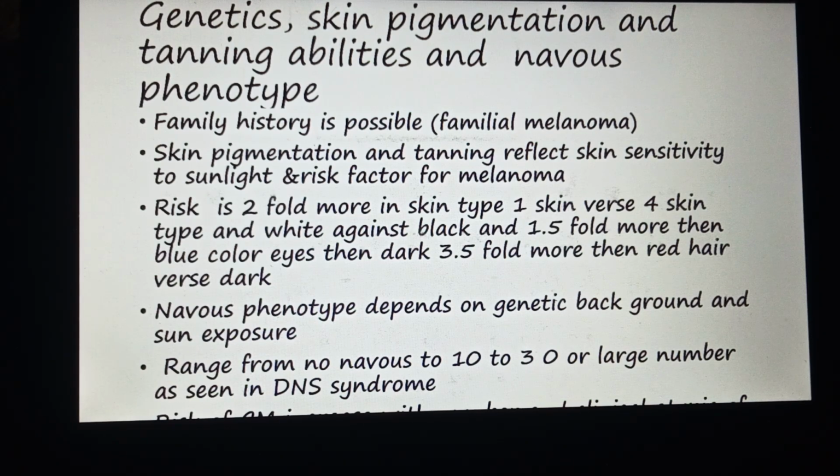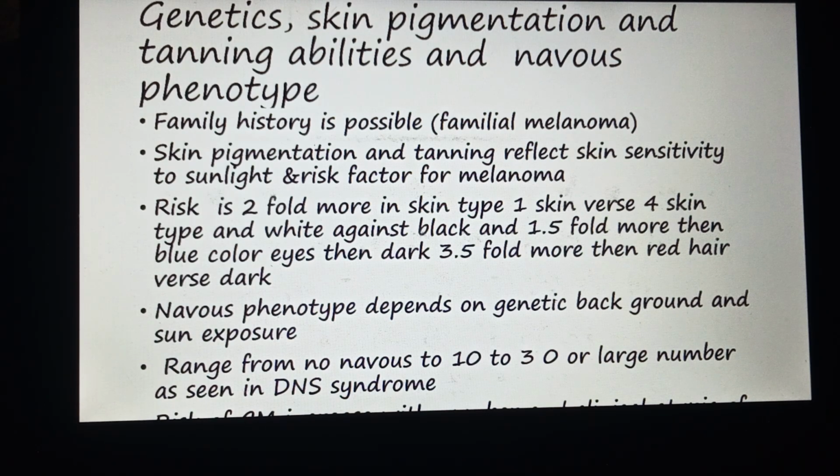Risk is about twofold more in skin type 1 compared to skin type 4, and in white people compared to black people. Risk is 1.5-fold more in people with blue eyes than in those with black eyes, and it is 3.5-fold more in people with red hair than in those with black hair.